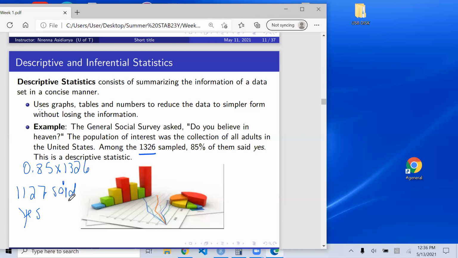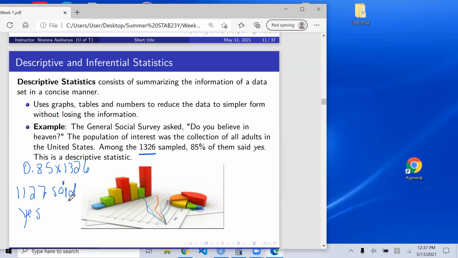You describe the data in terms of numerical values without telling them to compute it themselves. Right? So I could just leave it as 1,127 said yes, or I could compute it for them and say, well, 85% of the sample said yes, they believe in heaven.